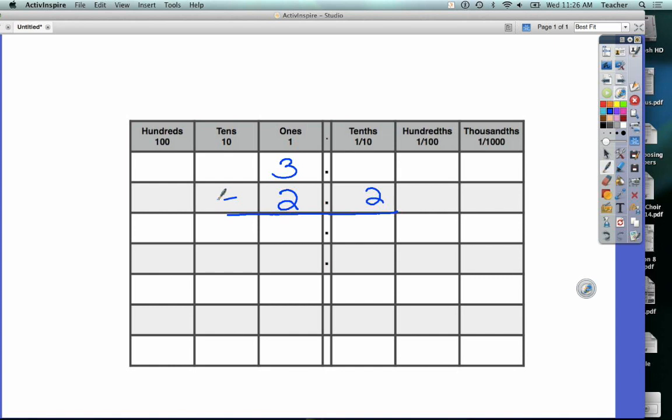What am I missing? The 0 after the 3. Can I do 0 minus 2? Yep. I have to borrow from over here. This becomes 2, and this becomes 10. 10 minus 2 is 8. So the answer for that problem, letter B on number 3, is 8/10.